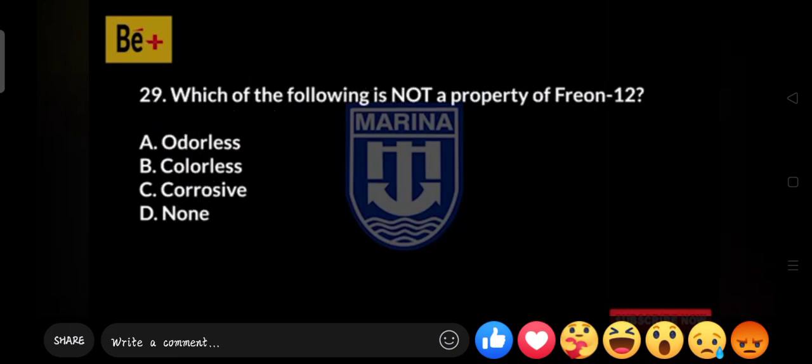Which of the following is not a property of Freon 12? A. Odorless. B. Colorless. C. Corrosive. D. None. The answer is C. Corrosive.